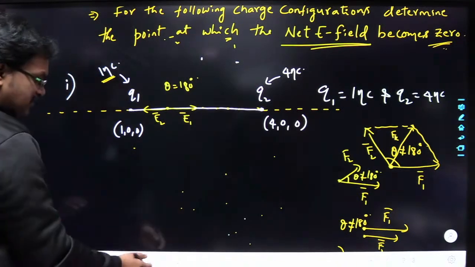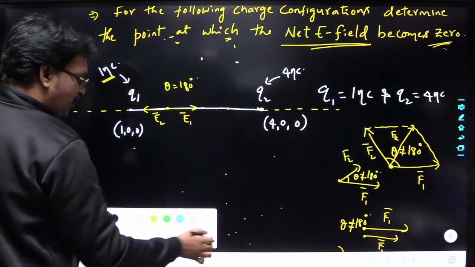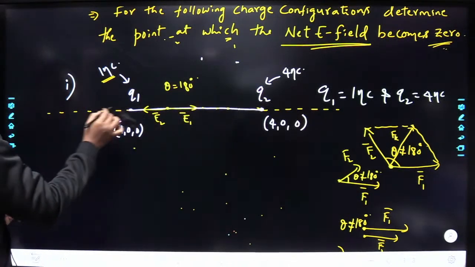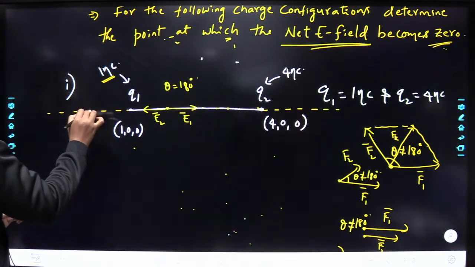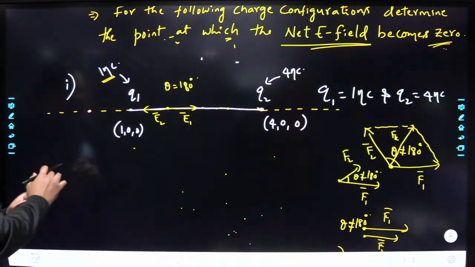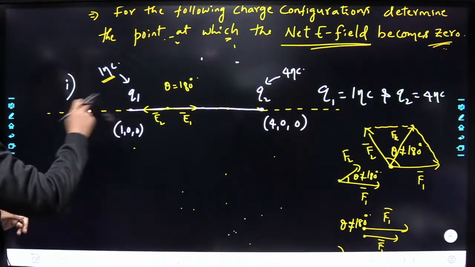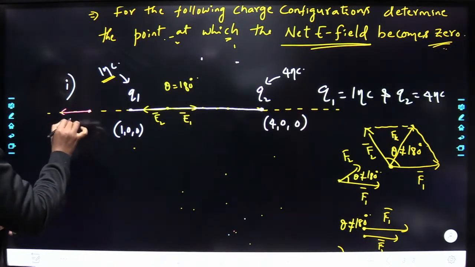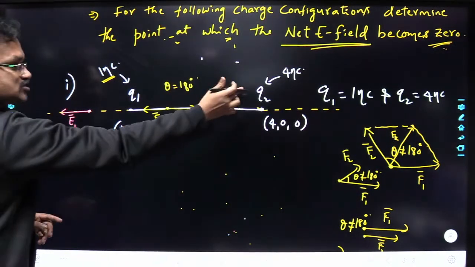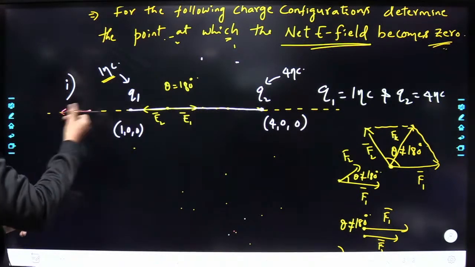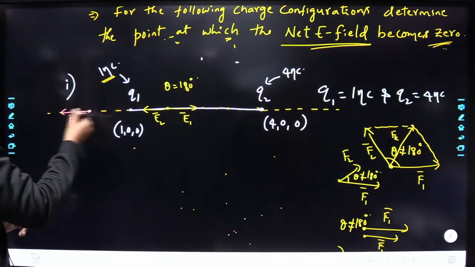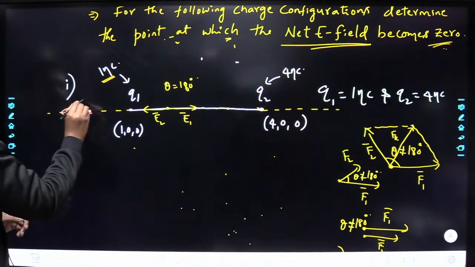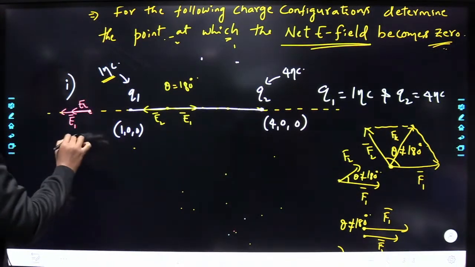Now if you consider any point on this line, extending this line to the left of Q1, then due to Q1 the electric field is going to point in this direction. This is E1 bar. And due to Q2 the electric field is going to point away from Q2, so E2 is also going to point in this direction. Now here theta is equal to what?